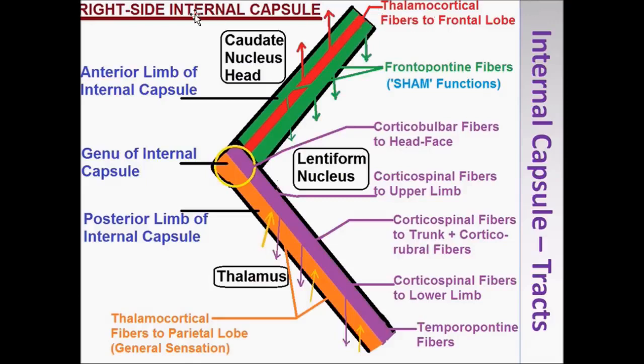So this is a diagrammatic representation of the internal capsule showing the anterior limb, the genu, and the posterior limb with the various types of fibers traveling, which have been given color codings, and the direction of travel of the impulses are also mentioned by arrows. And finally, the blood supply to the anterior limb of the internal capsule is branches of the anterior medial central branches of the anterior cerebral artery. So this is in a nutshell the various fiber tracts which are located in the internal capsule.